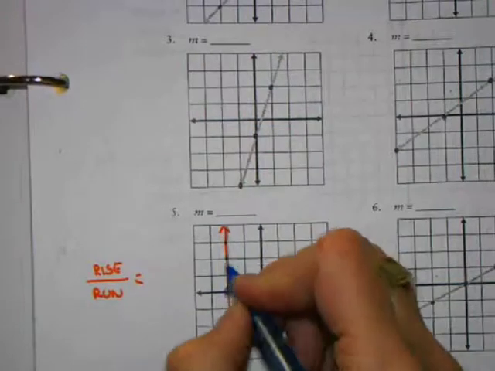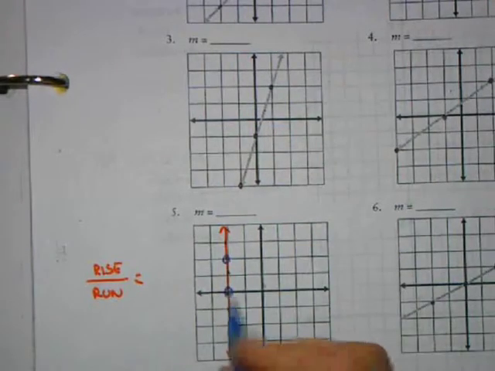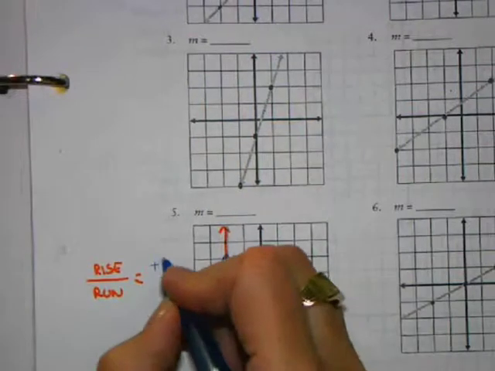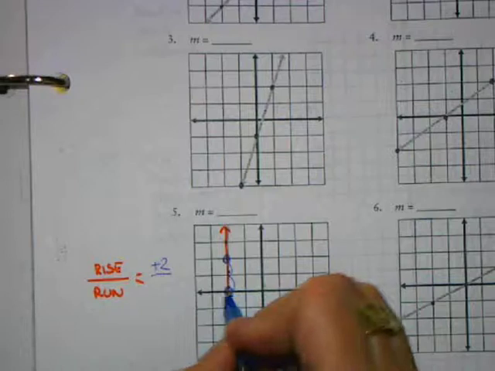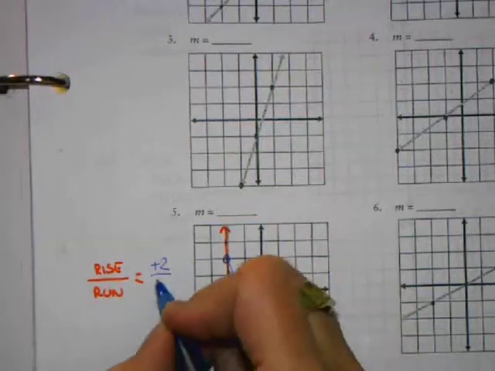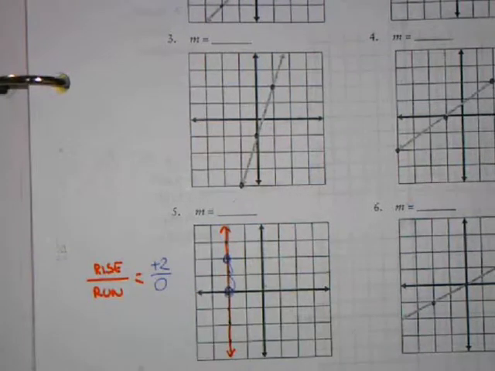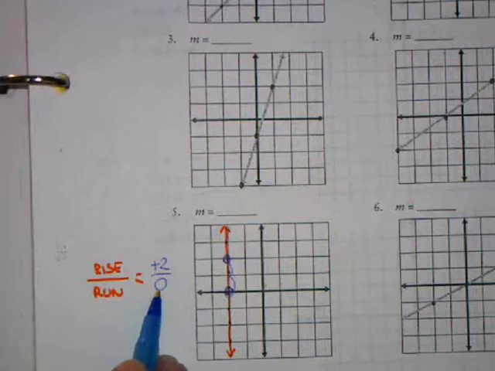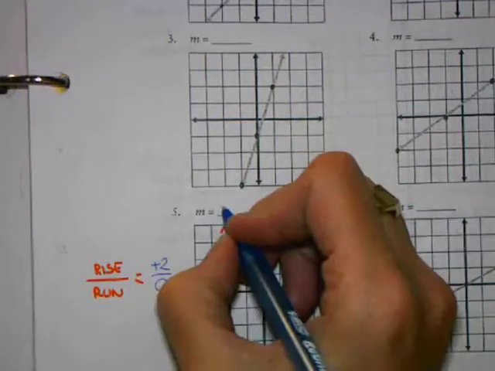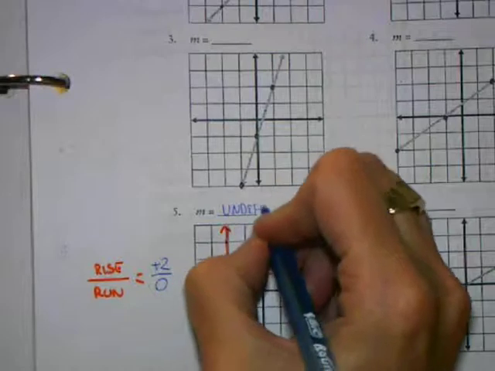I'm going to pick this point here and this point here. So I think about going from one point to the other. My rise, I go up 2, so my rise is plus 2. My run, though, when I'm going left to right on this one, I don't move at all. I don't move left and I don't move right. So my run in this case is 0. 2 divided by 0. If you enter that in your calculator, it's going to give you a message that says error. We are not allowed to divide by 0. That operation in math is undefined. So we would say that the slope of this line is undefined.